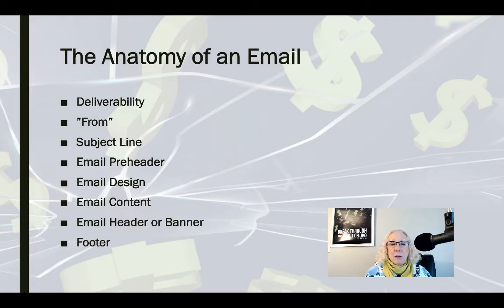So the first part of the anatomy of an email is: is it deliverable or not? The last thing we want is for it to not get delivered at all. So bounce rates, so that it's a bad email or for whatever reason it bounces. We want to understand how many of those we have. We want to understand if it's going to spam. That's a really important thing to know. So the deliverability of the email is an important place to start when you're looking at the anatomy of an email. And then the from line.